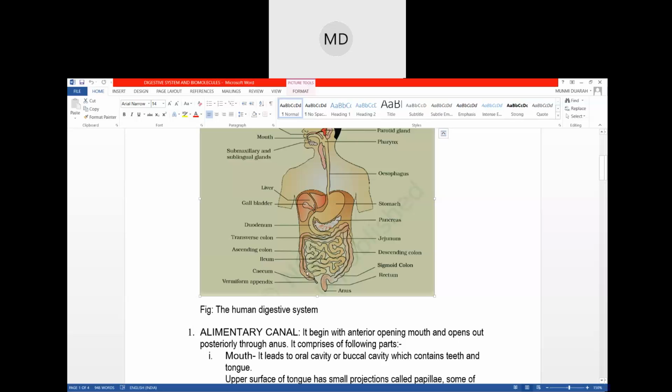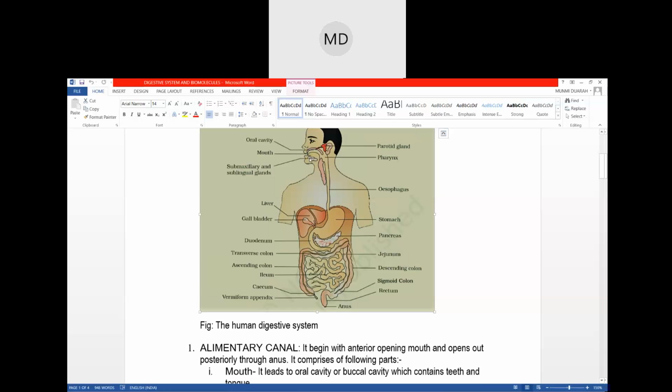Finally it will end in the anus, where the waste material will go out of the body. So the alimentary canal starts from the mouth, then pharynx, then esophagus, then stomach, then small intestine, then large intestine, and finally it goes out of the anus.